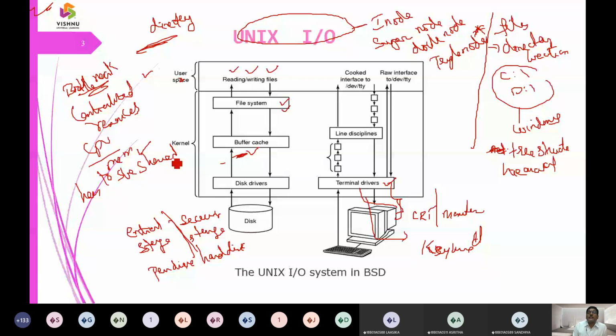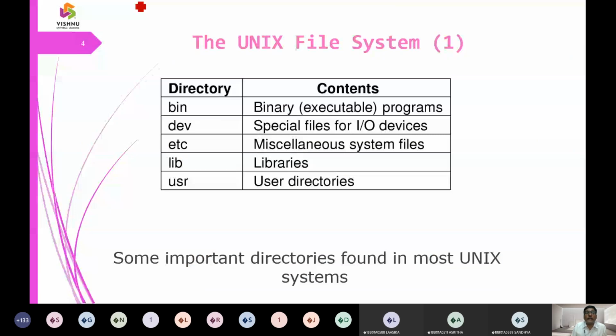Now you can see these are the special directory commands. We have all the exe files, that is, binary files. Similarly, if we work with IO devices, we use the dev directory, and miscellaneous files are placed in etc. The general library files, Unix library files, are part of lib, and user directories are represented with usr. That is how a file system is taken up.